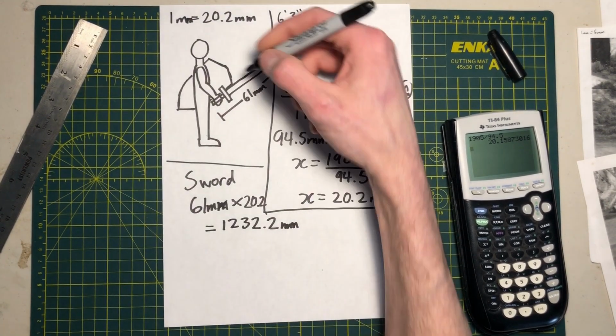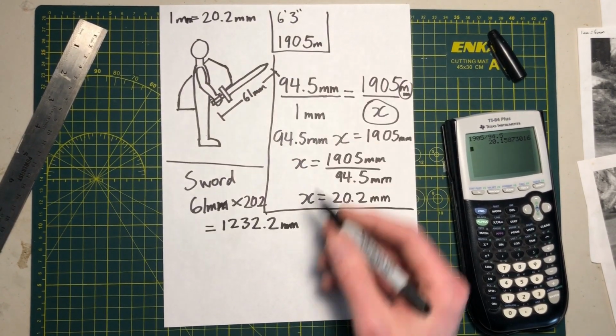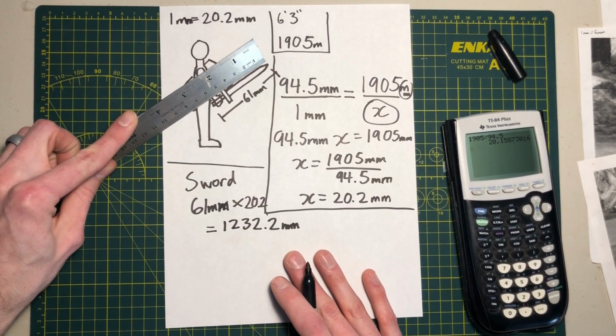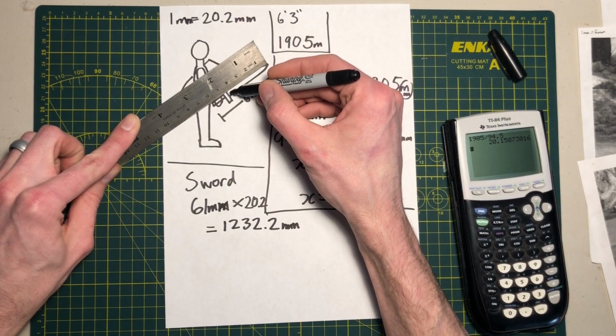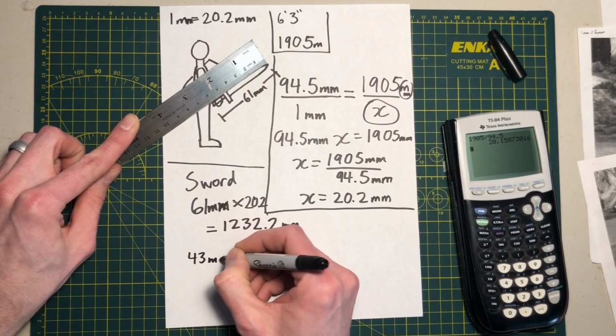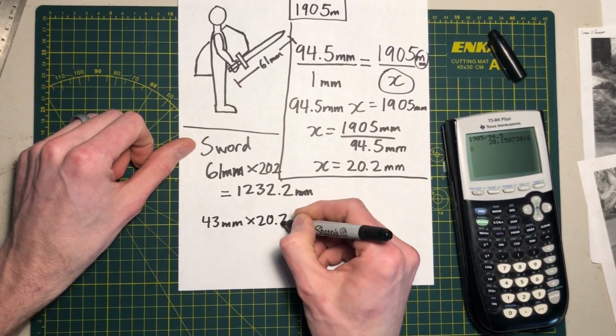We can even go further, find the width of the hilt, the length of the hilt, how long the blade is. You can use that exact same formula for everything, just multiply it by 20.2 in this case. So if we were to measure like that, we would find the length of the blade is 43 millimeters, which again, times 20.2.